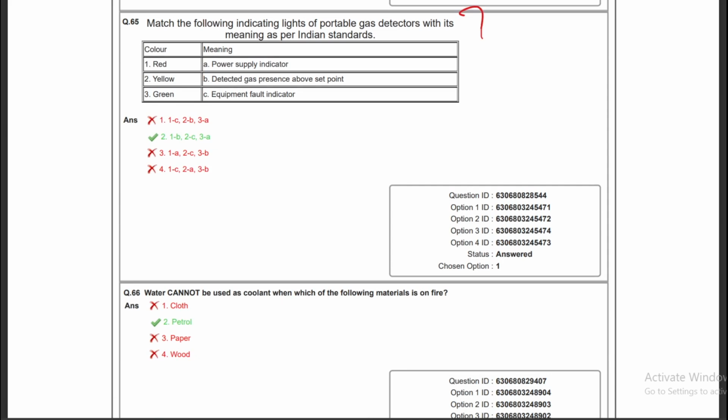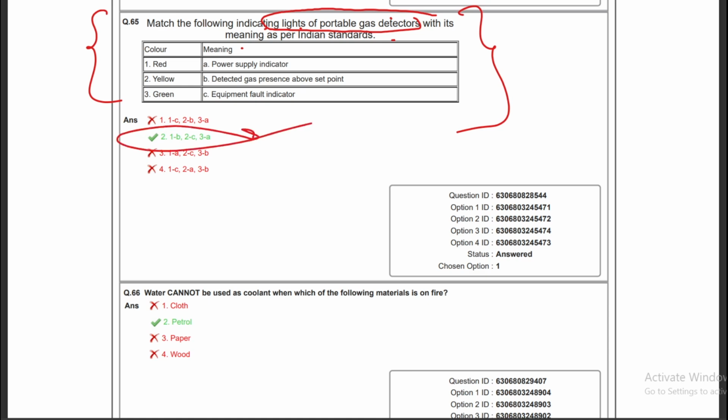So this is a direct question. Match the following indicating light of portable gas detectors with its meaning as per Indian standard. You can read this question. The correct answer is second. This is a direct question.